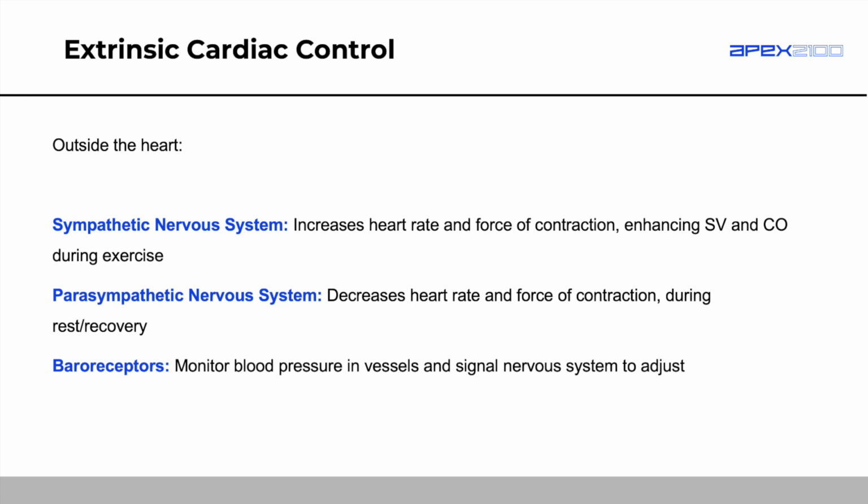It increases the heart rate, it increases the force of contraction of the heart, which enhances the stroke volume, which is the amount of blood we pump out in one beat, and the cardiac output, which is the amount of blood we pump out within 1 minute during exercise. The parasympathetic nervous system also helps to decrease heart rate and the force of contraction during recovery. And then finally, we also have the baroreceptors, and these are the receptors in our blood vessels that monitor blood pressure and signal for the nervous system to adjust if there's any deviations.